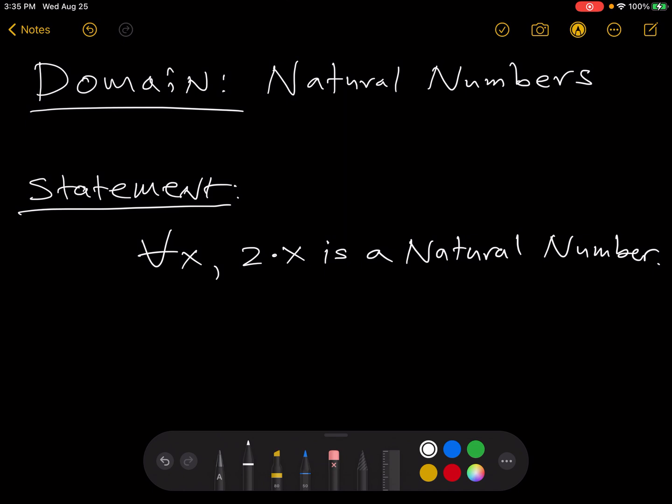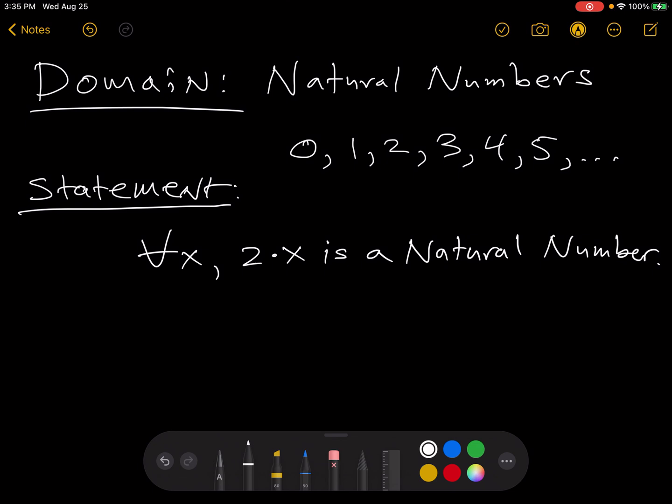All right, so here our domain is the natural numbers. Remember, the natural numbers are 0, 1, 2, 3, 4, 5, and so on. And our statement is for all x, 2x, or 2 times x, is a natural number. So what this is saying is no matter which one of these natural numbers that you pick, 2 times that natural number is also a natural number. And this is in fact true. This is true for all natural numbers x.